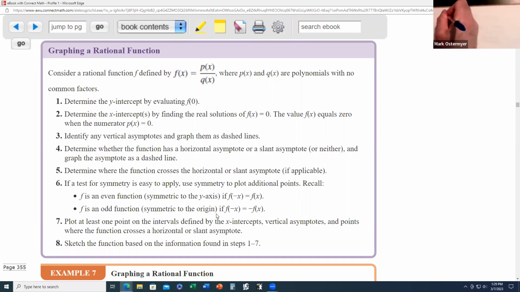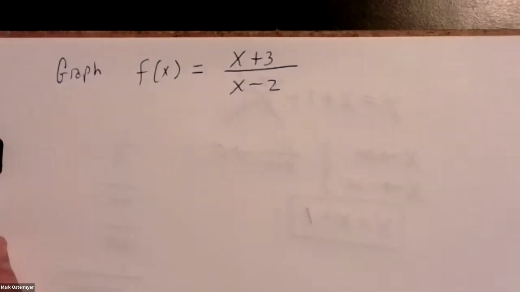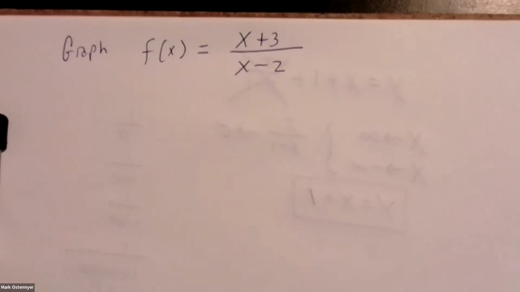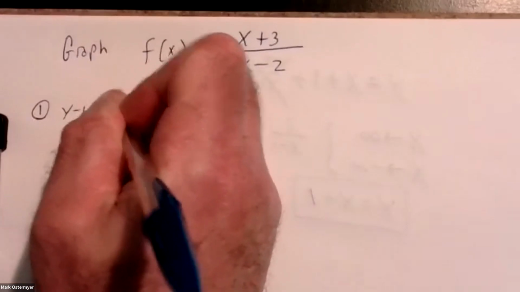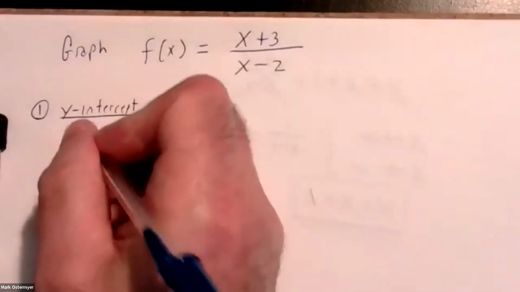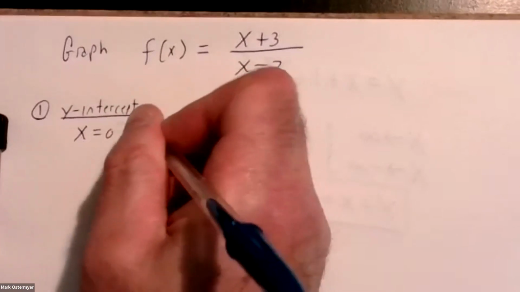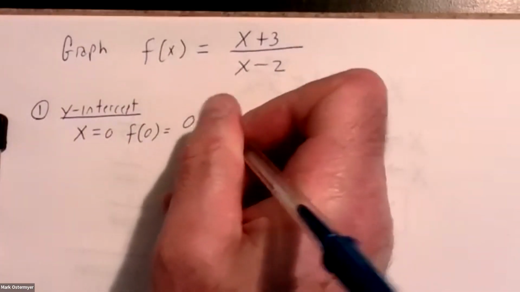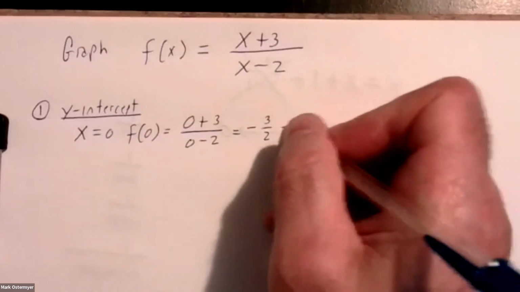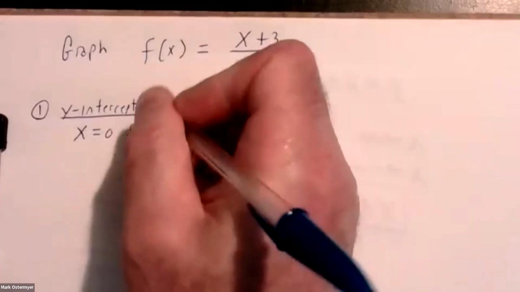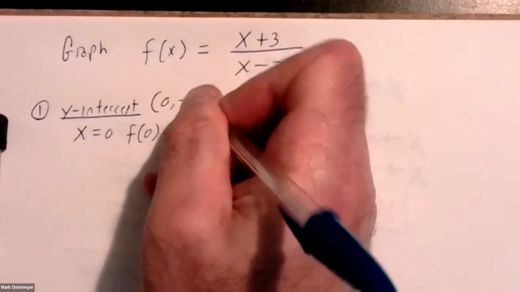So I am going to try to graph f of x equal to x plus 3 over x minus 2. All right. So I'm going to try to graph this here. Step number 1, we want to try to find any y-intercepts according to that table we just looked at. To find a y-intercept, we always set x equal to 0. So my y-intercept is going to be f of 0, which means I replace x throughout with 0. Looks like I do have a y-intercept, which is negative 3 over 2, which is negative 1.5. So my y-intercept is going to be 0, negative 1.5.